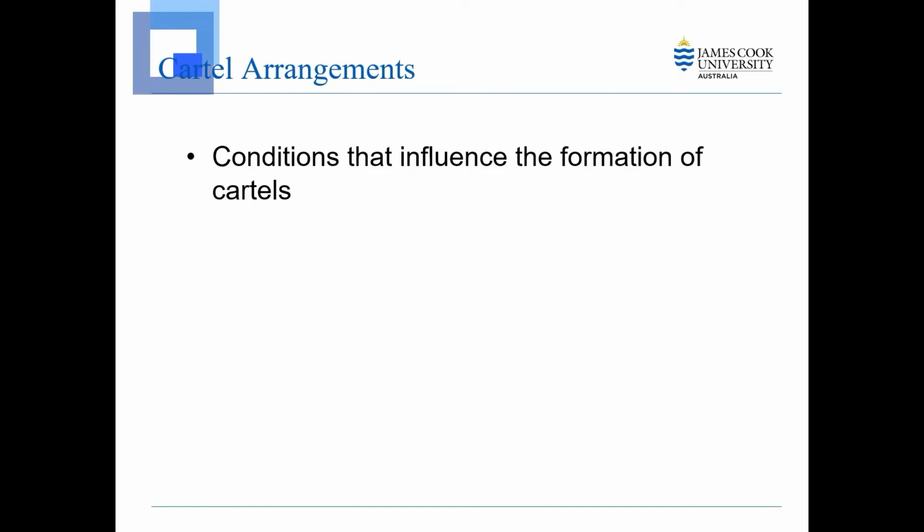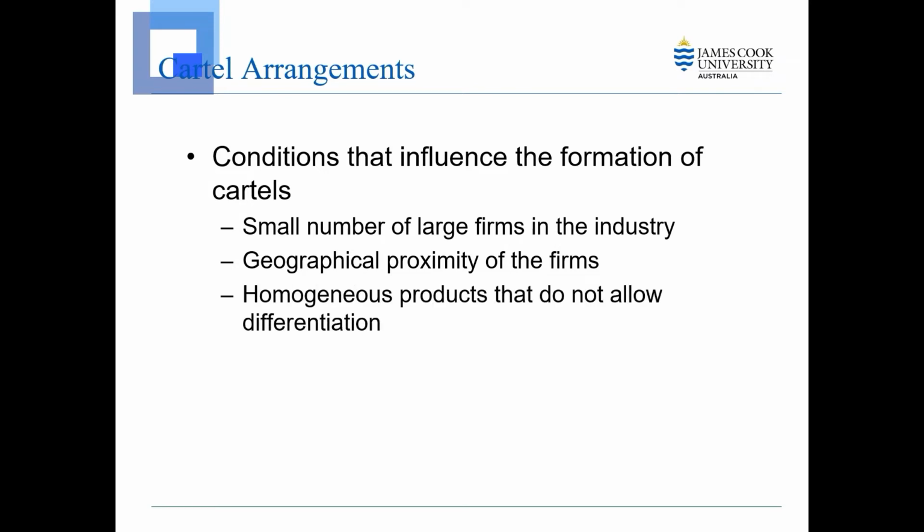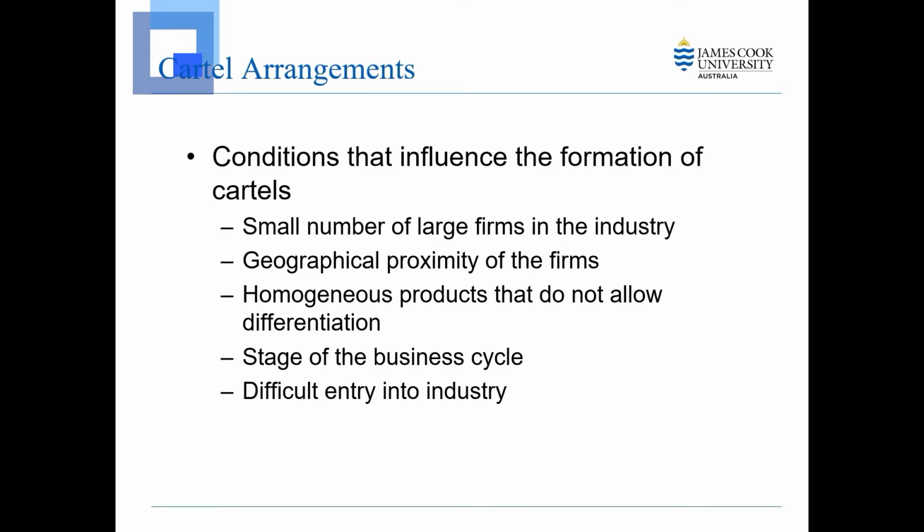There are a number of conditions that can influence the formation of cartels. We need a small number of large firms in the industry, which makes a cartel feasible. Ideally, we want geographical proximity and homogeneous products, so consumers treat products produced by you and products produced by me as the same. Roughly, we are in the same stage of the business cycle. And certainly, we need entry barriers. It is difficult to enter the industry. Otherwise, if other businesses observe that we are making huge profits, they will enter the market.